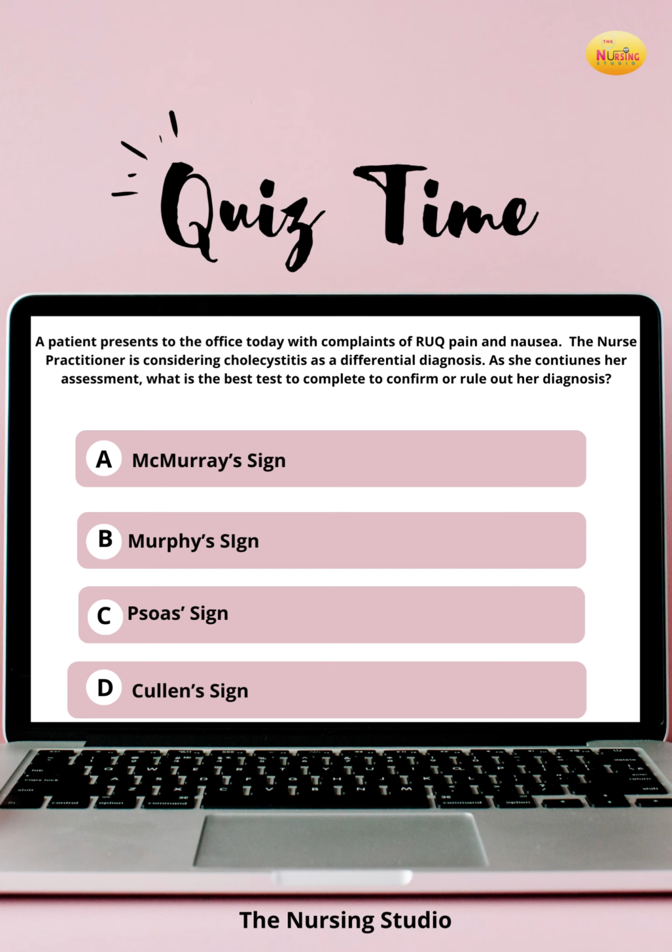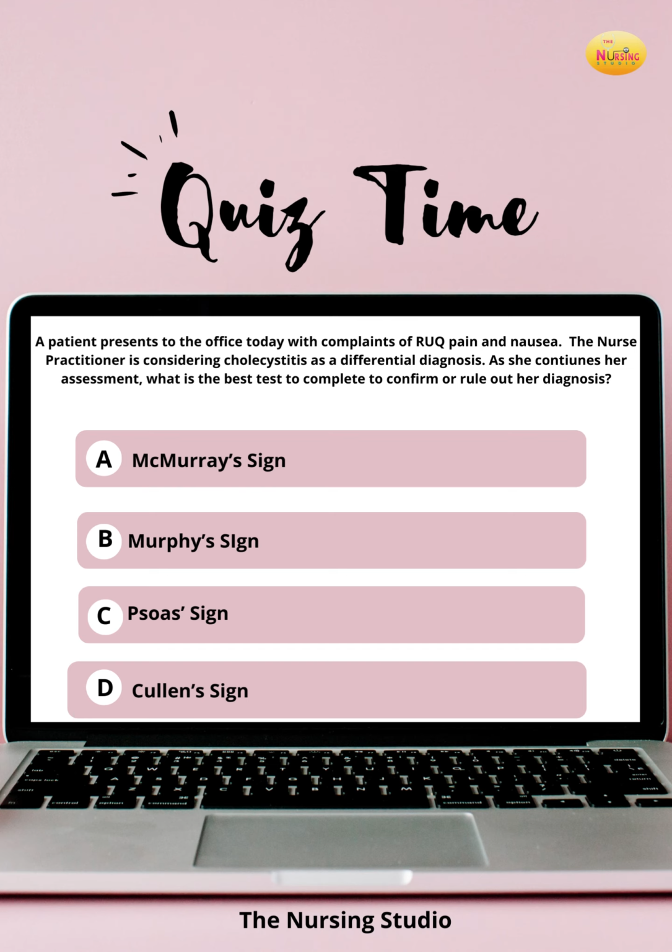All right, all right, all right. The stem of the question states, as she continues her assessment, what is the best step to complete to confirm or rule out her diagnosis, right? So she's thinking cholecystitis. The patient has this right upper quadrant pain, they're having nausea. You're thinking cholecystitis. So what would you do next to confirm if it actually is cholecystitis, or to be able to rule it out and say it's not, right?